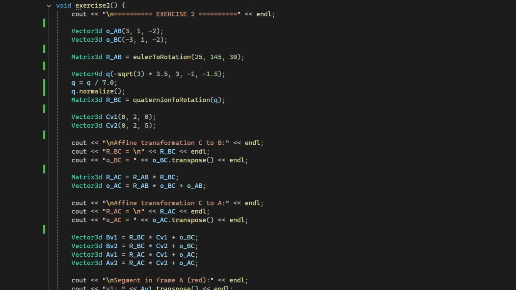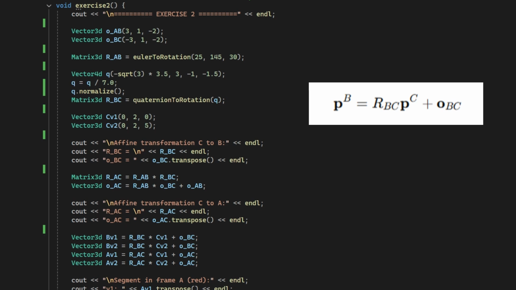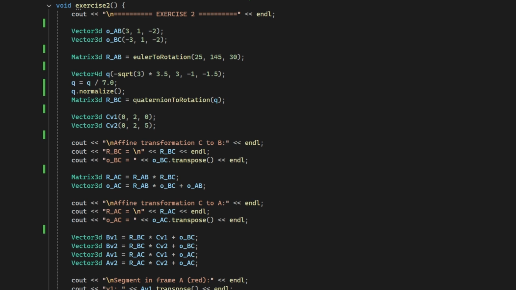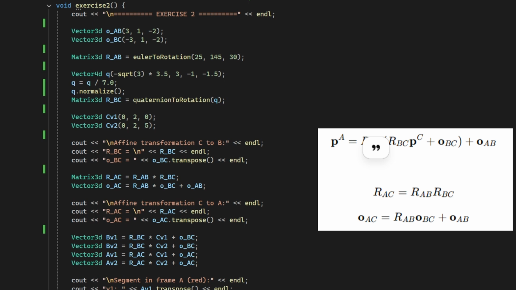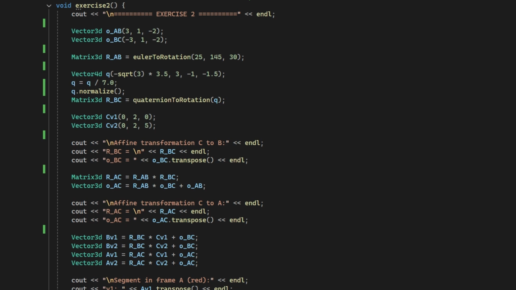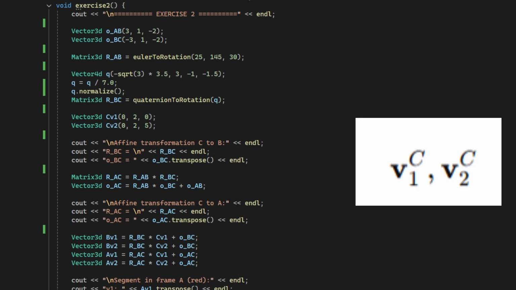Our affine transformation from C to B is defined with this expression. Then from C to A, that's a composition. We substitute B into A, we have this, and it gets that. Now, our segment visualization. Our segment endpoints are transformed into frame B and into frame A.